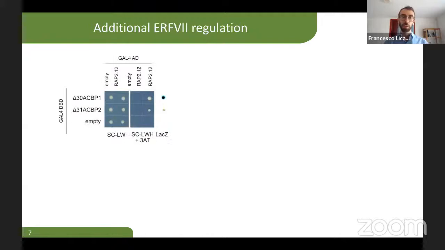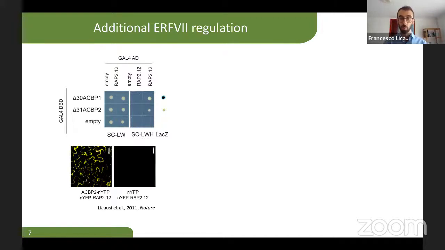So we also identified an additional regulation occurring on the ERFVII, and in particular on RAP2.12. We observed that this was able to heterodimerize with membrane or peripheral membrane proteins called the acyl-CoA binding proteins. We verified this interaction both by yeast two-hybrid and bimolecular fluorescence complementation. So this is a bit unusual for a transcription factor to be localized at the plasma membrane, and we would expect it to relocalize into the nucleus at a certain point.